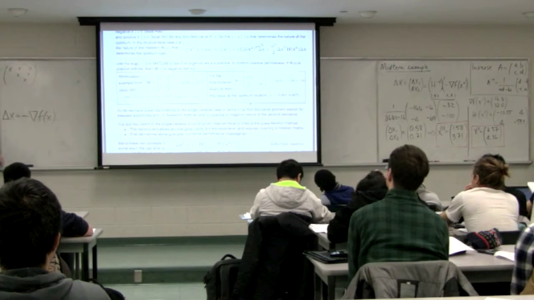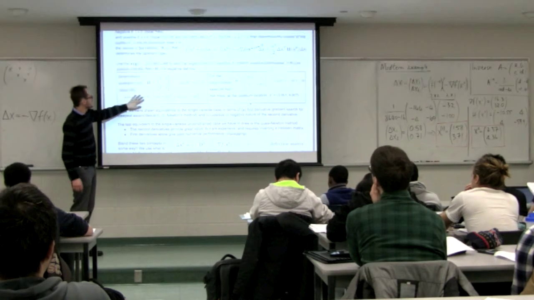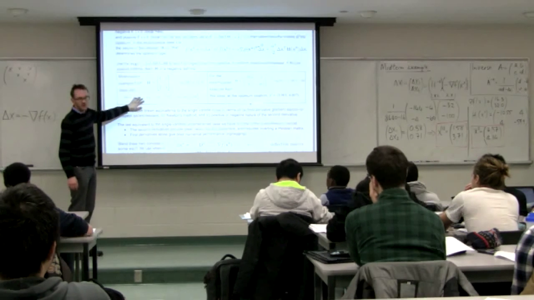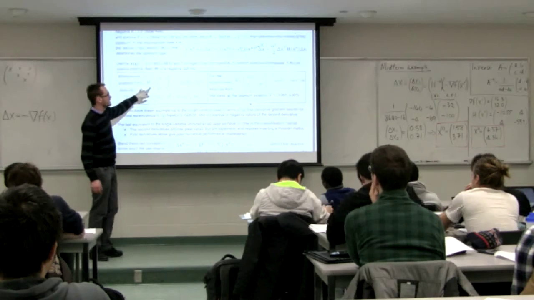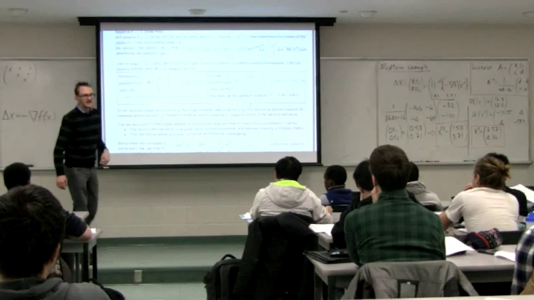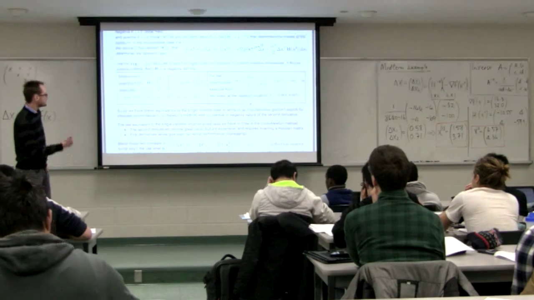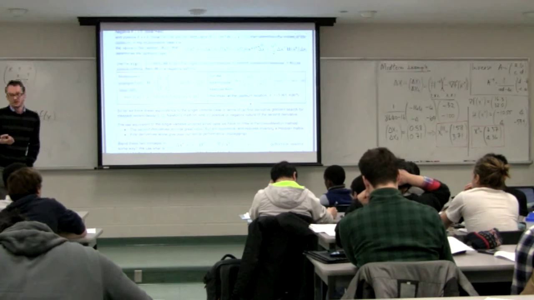So if we go back to this example we were looking at previously at the start of this class, that was a minimization problem. Your Hessian matrix was, here's a mistake in here. I just realized it's not 4, 2, 2, 4. It's 4, 2, 2, 2. The eigenvalues are positive. So we know that that's a local minimum then.